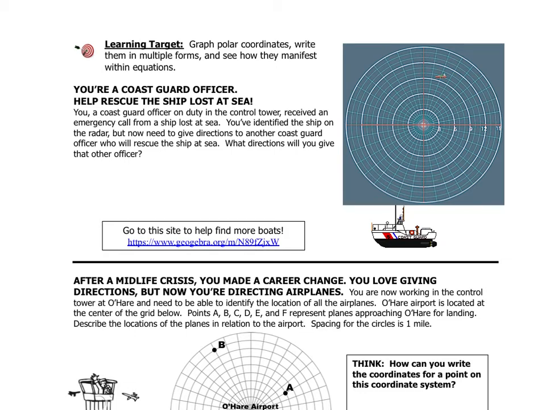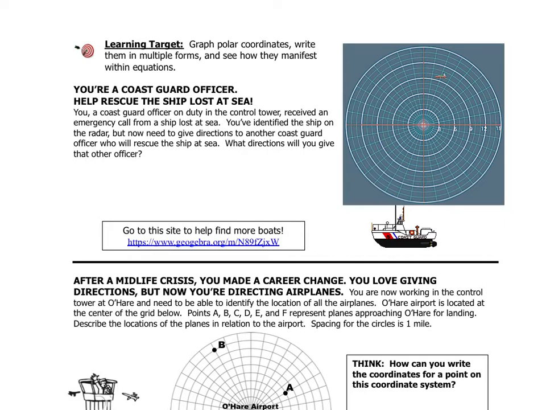So it says, you're a Coast Guard officer. Help rescue the ship lost at sea. So you, a Coast Guard officer on duty in the control tower, received an emergency call from a ship lost at sea. You've identified the ship on the radar, but now need to give directions to another Coast Guard officer who will rescue the ship at sea. What directions will you give that other officer?